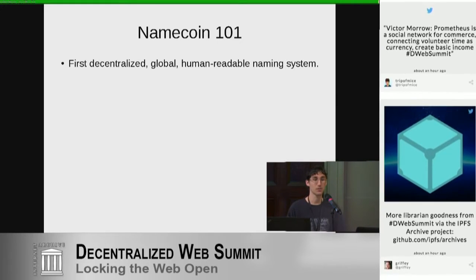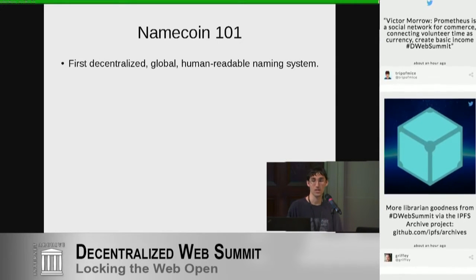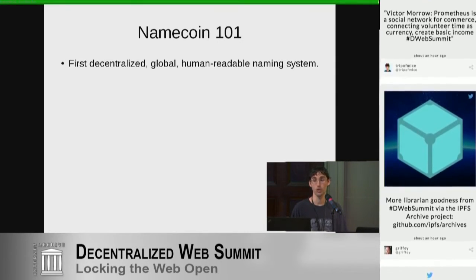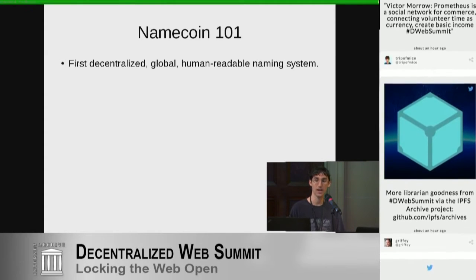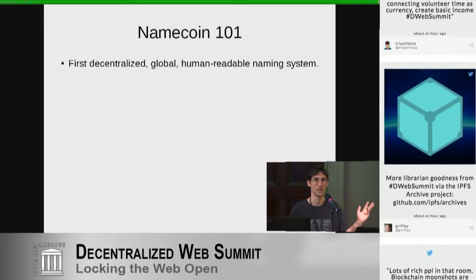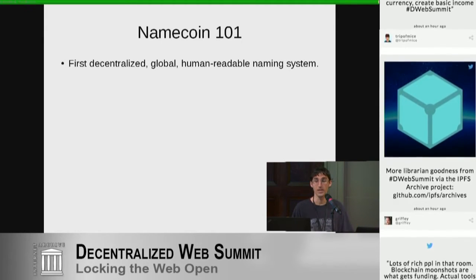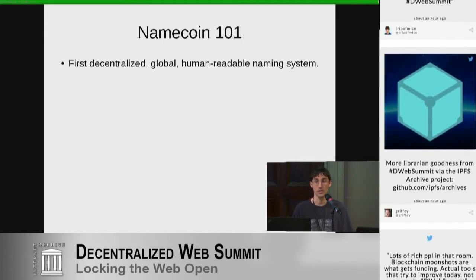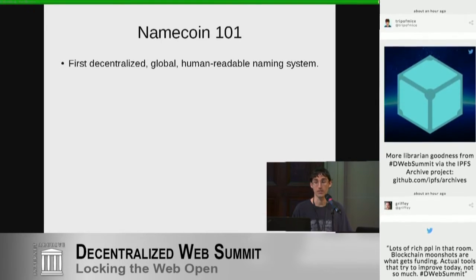And so Namecoin is the first naming system which is global, meaning everyone who looks up a name gets exactly the same data back. Human meaningful, meaning the name isn't just some set of random numbers. And decentralized. And obtaining all three of these features at once was previously believed to be impossible.